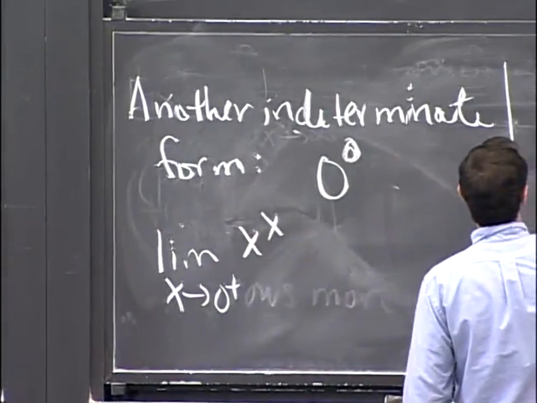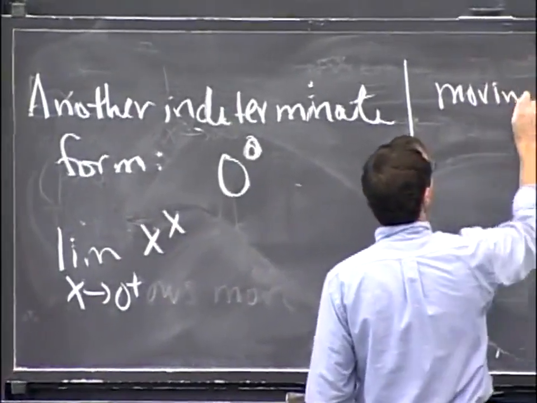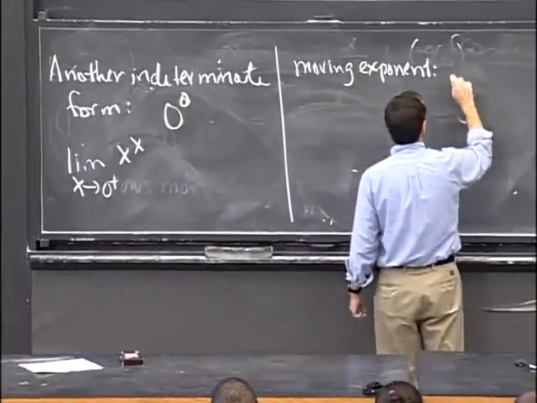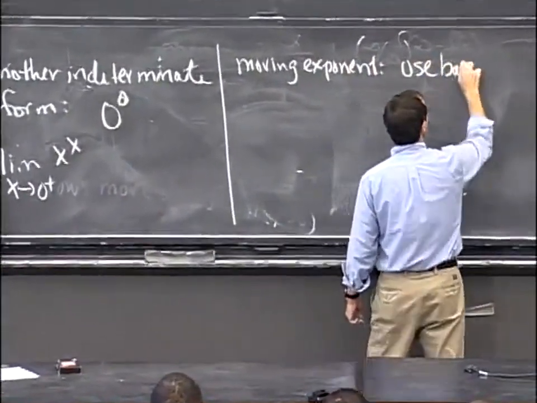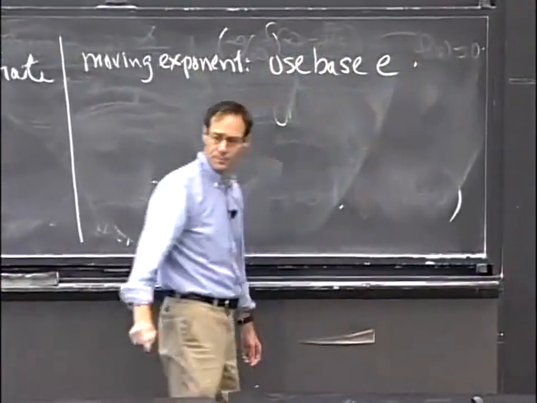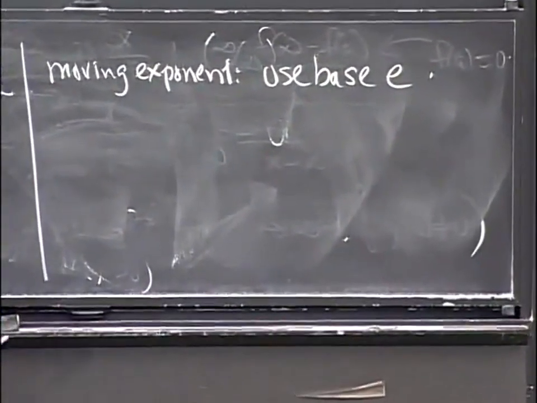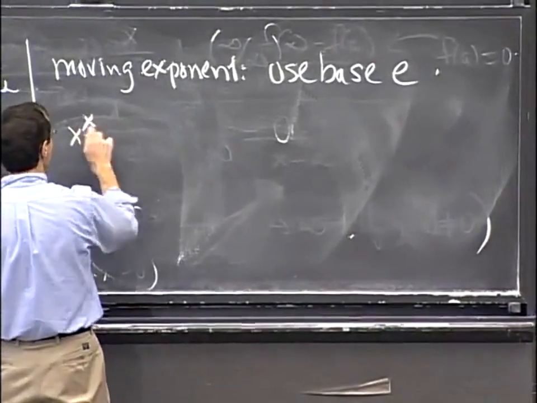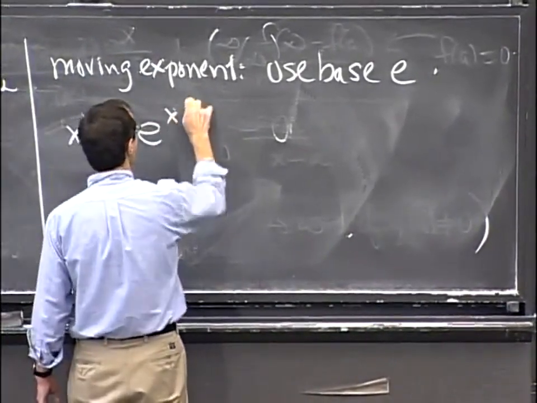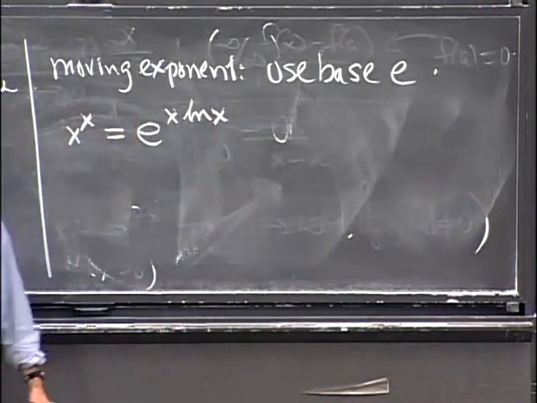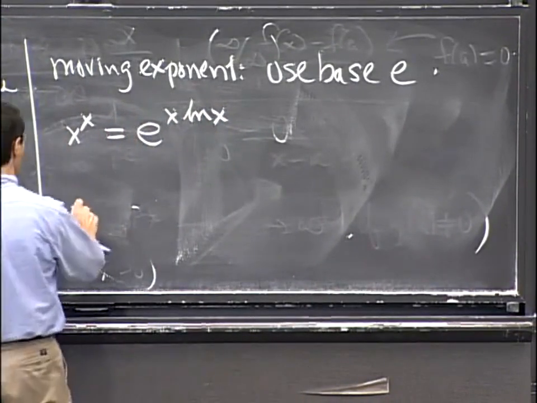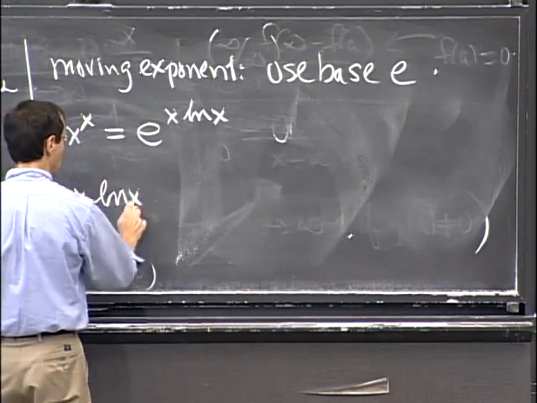So since we have a moving exponent, we're going to use base e. That's the good base to use whenever you have a moving exponent. And so we rewrite this as x to the x is equal to e to the x log x. And now, in order to figure out what's happening, we really only have to know what's going on with the exponent.